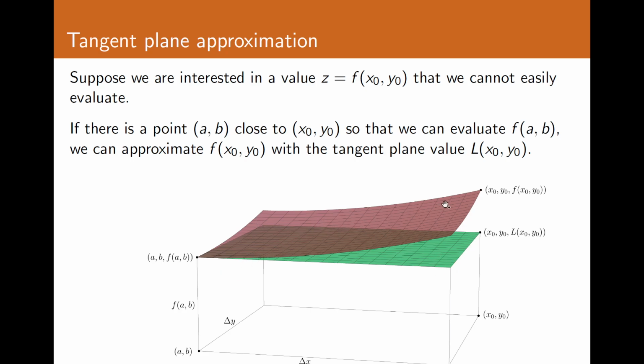In this case, the red surface is z equals f of x, y. The green surface is the tangent plane at the point (a, b), which is something we would pick where we could actually evaluate f. Then over here at x0, y0, I might not know how to figure out what f of x0, y0 is, but I can say it's approximately equal to L of x0, y0. And the smaller delta y and delta x are, the better the approximation will be, just like it was with the tangent line case. If you had a smaller delta x, you had a better approximation.